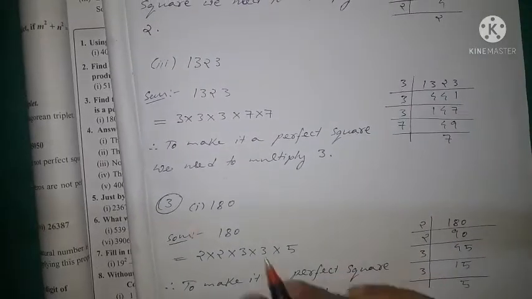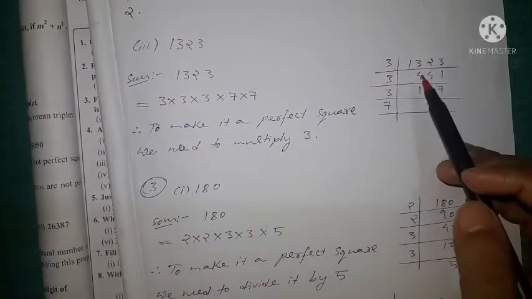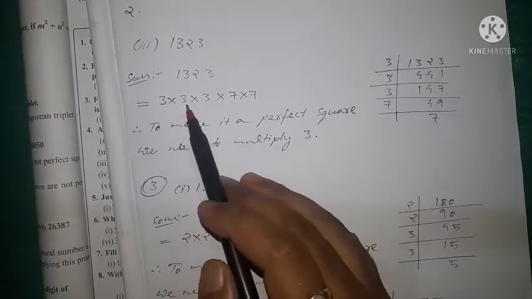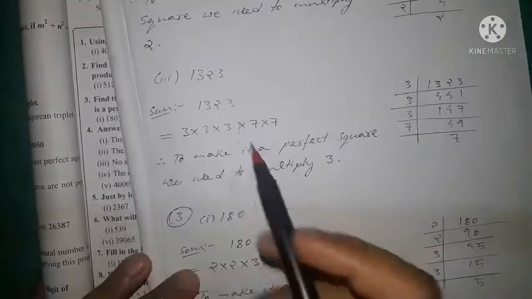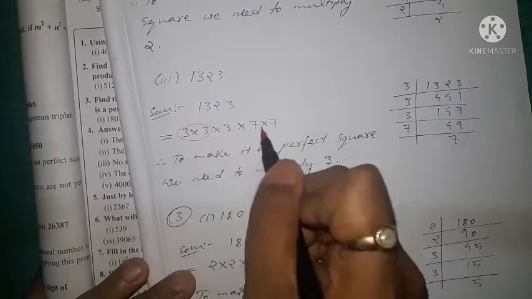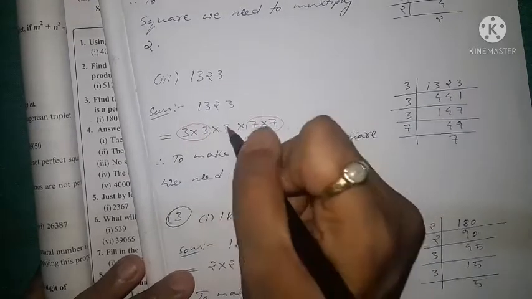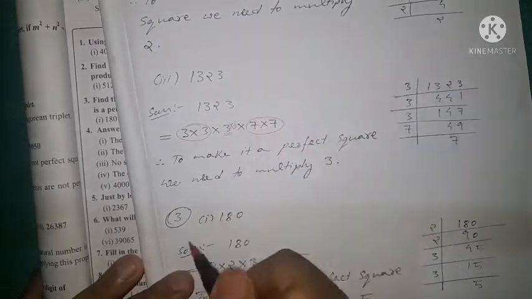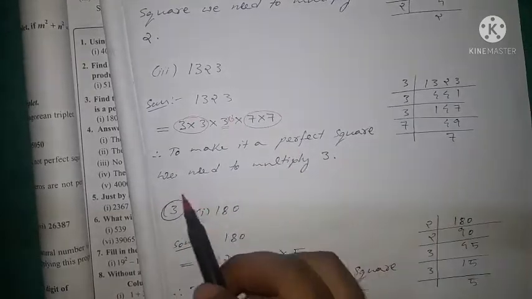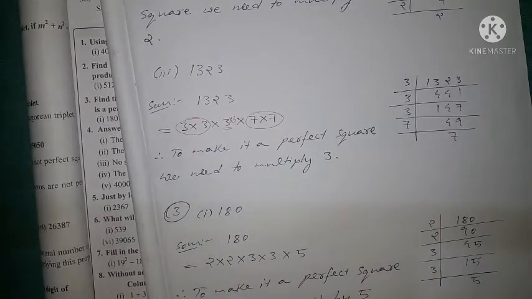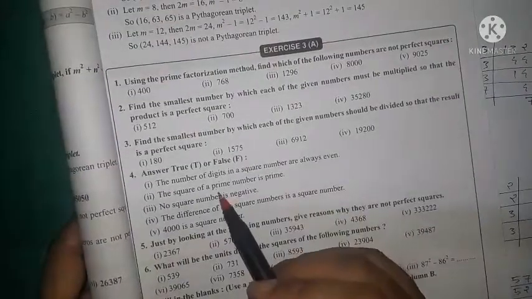Similarly, for Roman number 3, it is given 1323. So the prime factorization of 1323 is 3 into 3 into 3 into 7 into 7. Therefore, to make it a perfect square, let's see, this is in pair. This 7 is also in pair, but the 3 remains alone. So in order to make it a perfect square, we must multiply by 3, because the 3 is alone there. So in this manner, you can do the remaining.